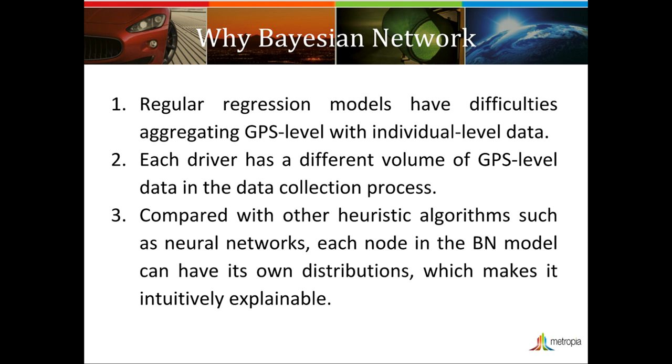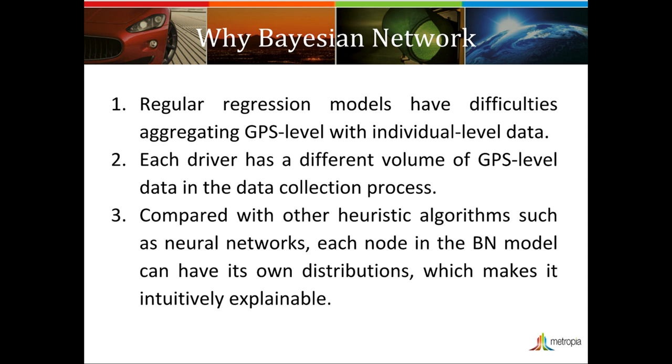Additionally, each driver has a different volume of GPS level data in the data collection process. Some individuals drive more and may have a higher volume of GPS level data, while some others may have relatively lower GPS level sample sizes. Such data volume variety will result in different levels of confidence for different individuals in the study. The Bayes rule handles the data volume variety perfectly. The posterior distributions depend highly on data volume and gives us confidence for each individual.